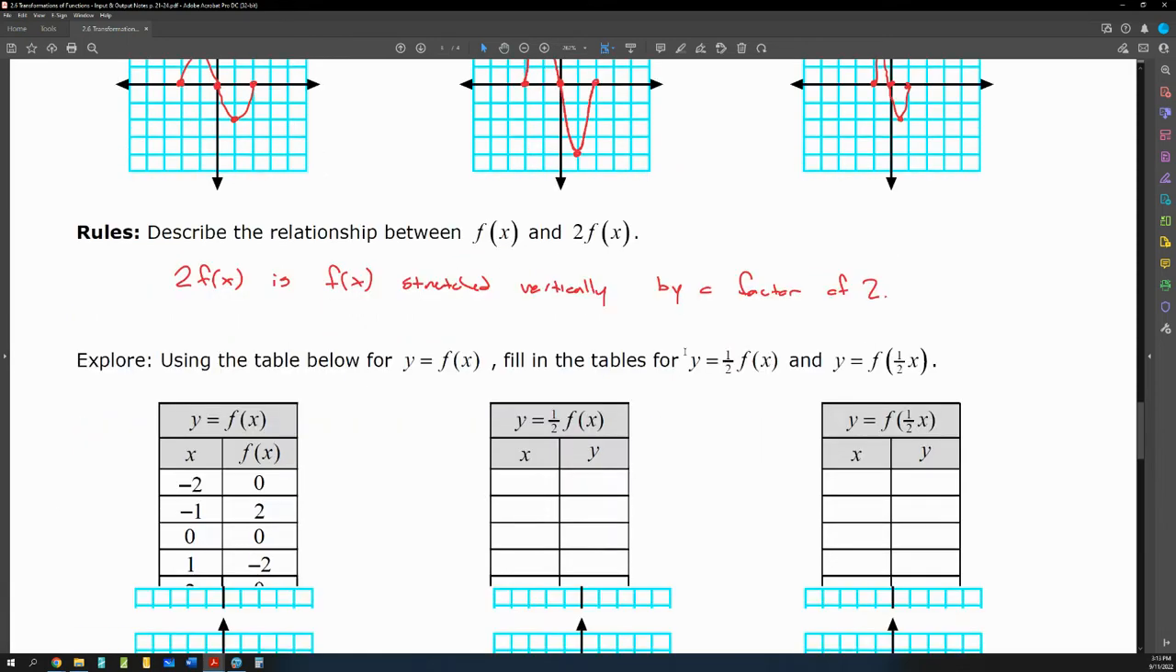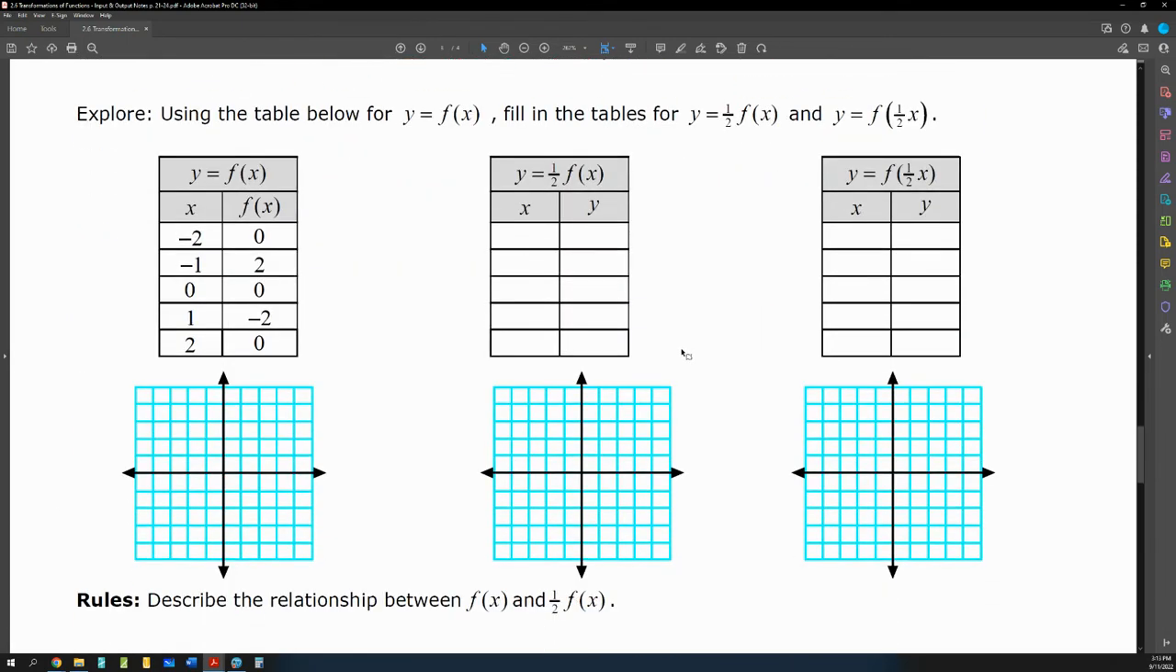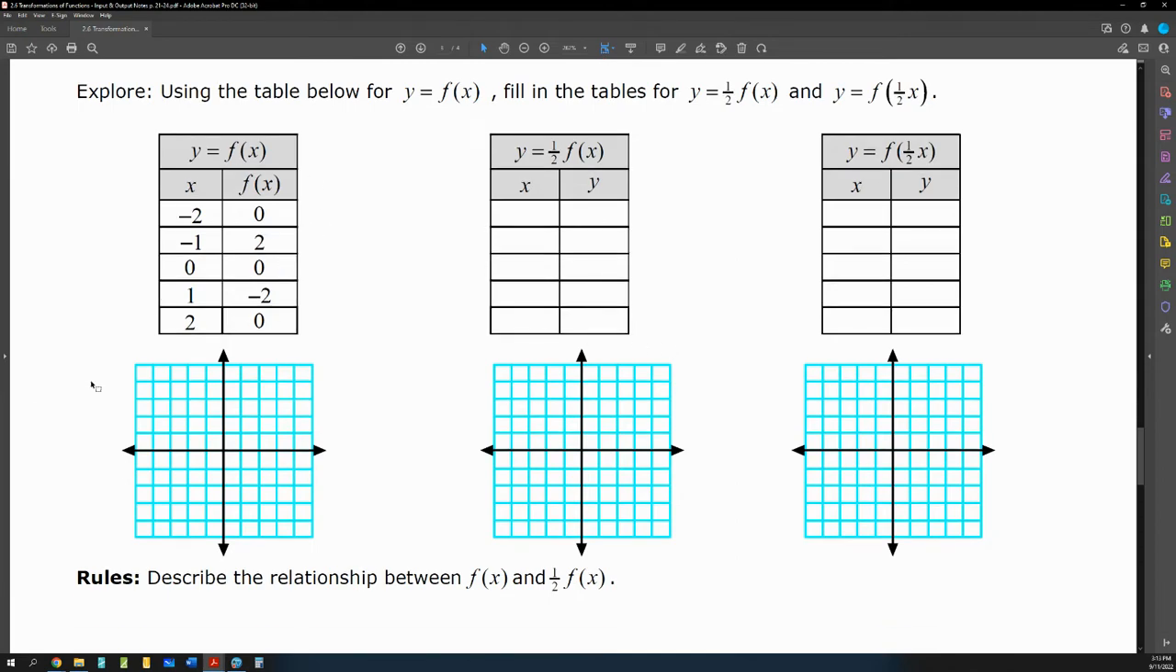All right. Let's now multiply by numbers less than 1. So again, we have that same f of x, that original function. So we have -2, 0. We have -1, 2. I'm just going ahead and graphing this right now, just so that we can remind ourselves what this function is. 1, -2, and then 2, 0.